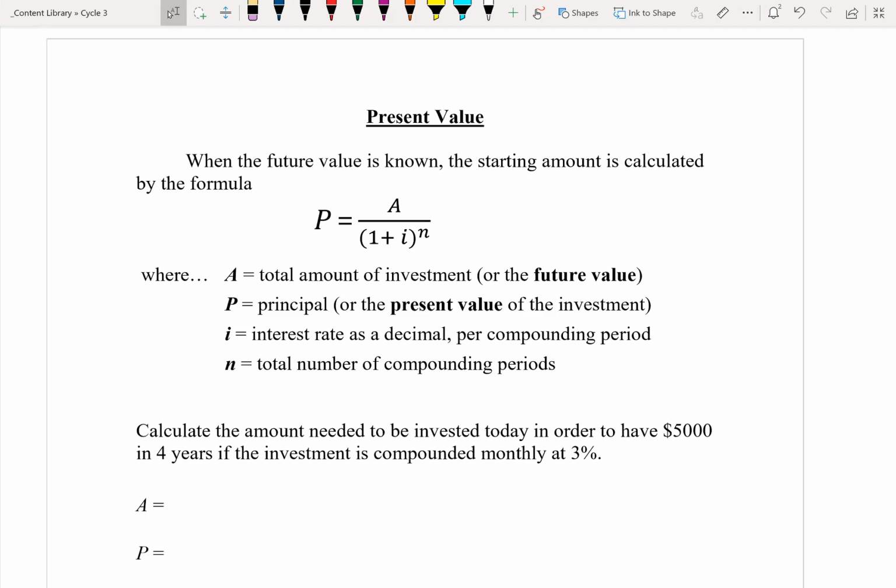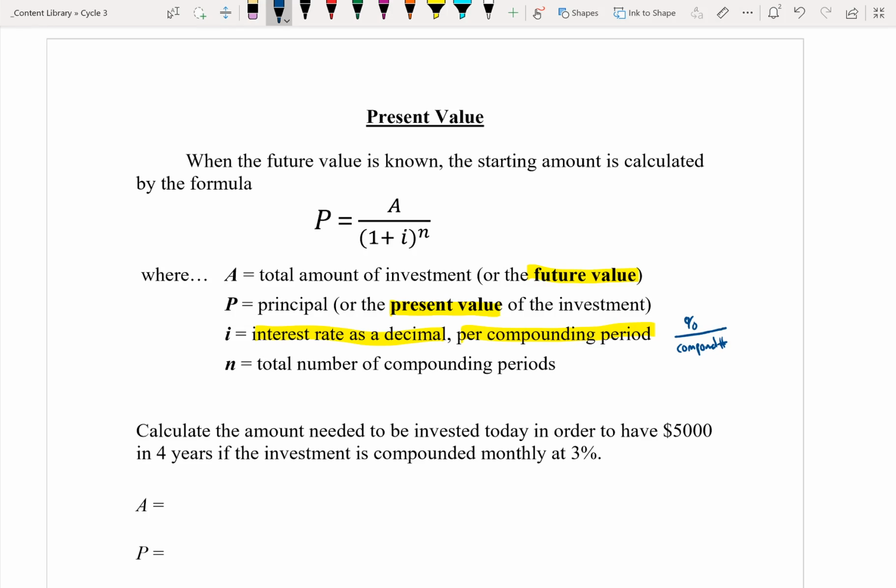The present value formula is P equals A divided by 1 plus I to the power of n. A is the total value of the investment, or the future value, so how much money we want to have. P is the principal or present value of the investment, so how much money we need to have now. And I is our interest rate, again as a decimal per compounding period. Remember, this was when we did the percent divided by the compound number. So you will need to again remember those compound numbers from before.